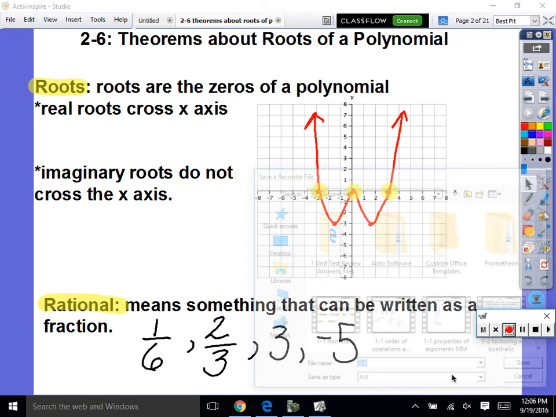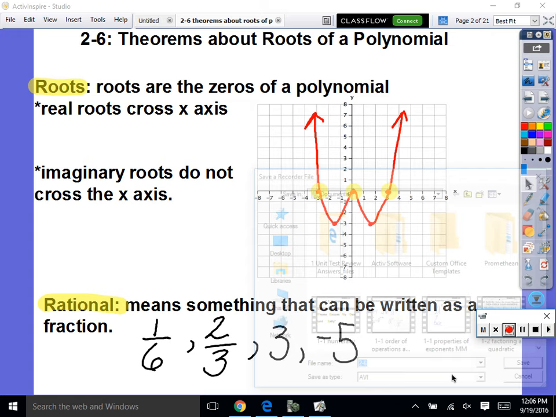Yes, we're good. Okay, so, guys, roots of a polynomial are the zeros, are the solutions. If we have real roots, they're going to cross the x-axis, correct, everybody? If we have imaginary roots, they won't cross the x-axis. But we still have roots, they're just not real if they don't cross the x-axis.